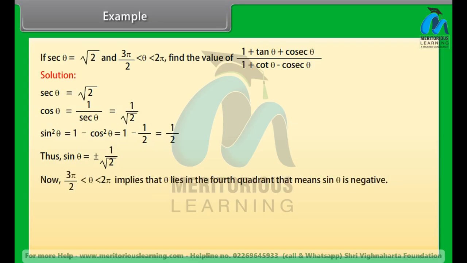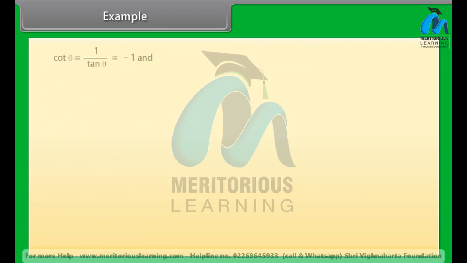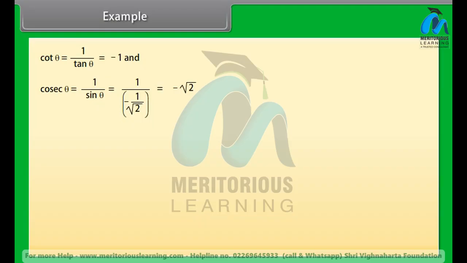Now, 3 into pi by 2 less than theta less than 2 into pi implies that theta lies in the fourth quadrant. That means sin theta is negative. Sin of theta is equal to minus 1 by under root 2. Tan of theta is equal to sin of theta by cos of theta is equal to minus 1 by under root 2 upon 1 by under root 2 is equal to minus 1. Cot of theta is equal to 1 by tan of theta is equal to minus 1, and cosec of theta is equal to 1 by sin of theta is equal to 1 by minus 1 under root 2 is equal to minus under root 2.